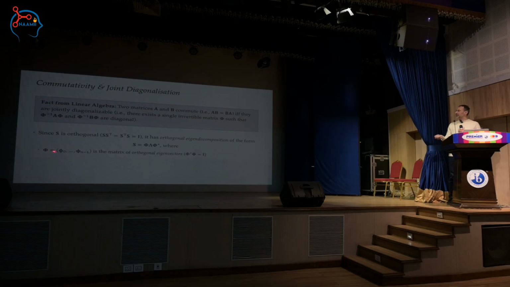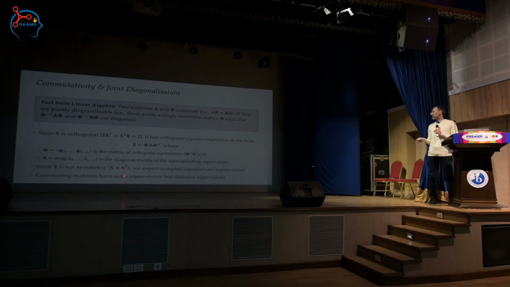So phi, basically, you can think of it as a matrix formed by columns of orthogonal eigenvectors, meaning that phi star phi equals the identity. And lambda is the matrix of corresponding eigenvalues, so it's a diagonal matrix. And again, because S is not symmetric, we expect complex eigenvalues and eigenvectors. They will not be real. And commuting matrices, as I said, have the same eigenvectors, but they might have different eigenvalues.